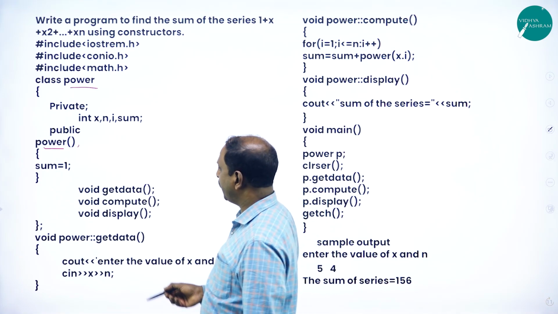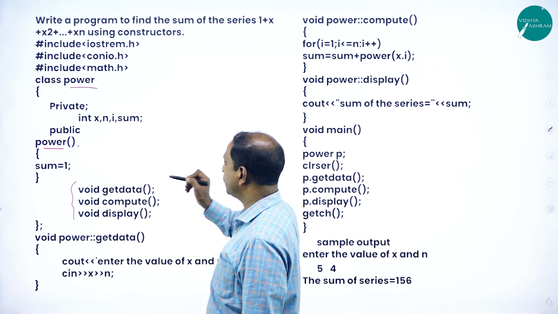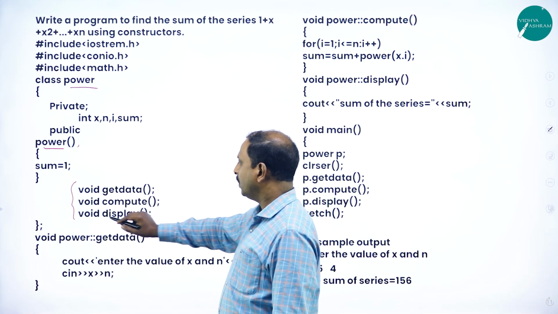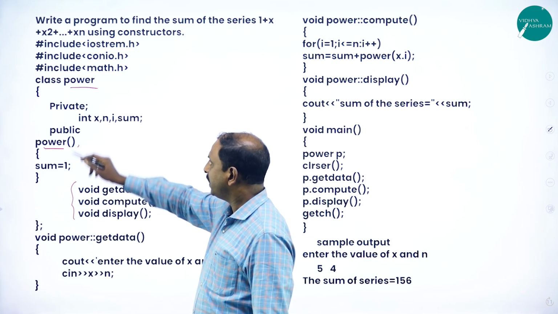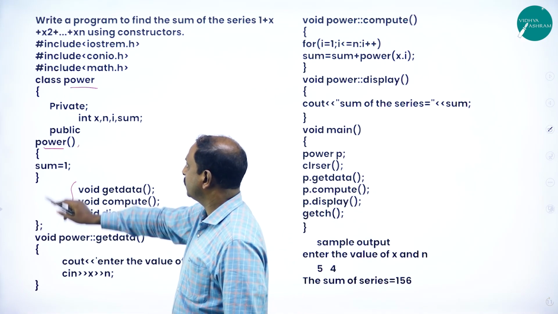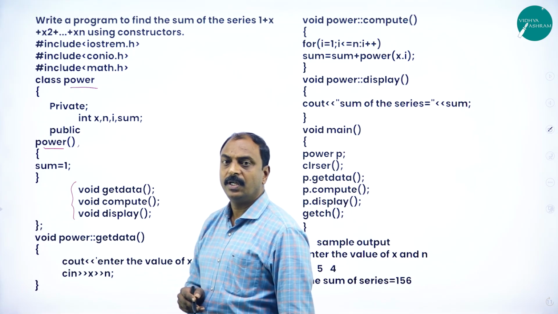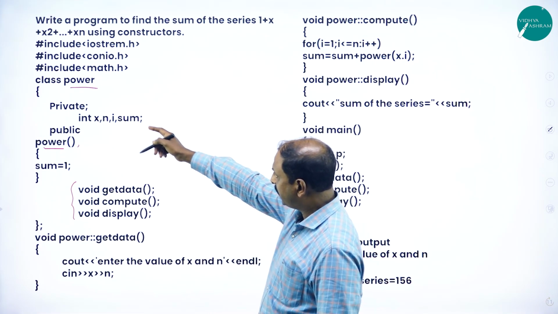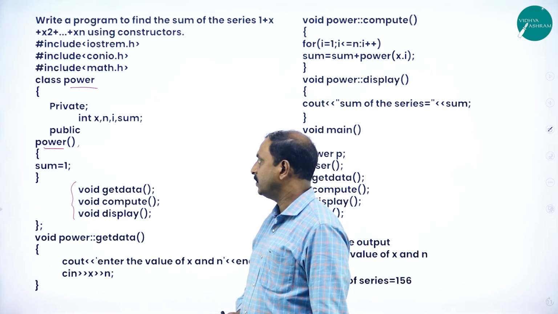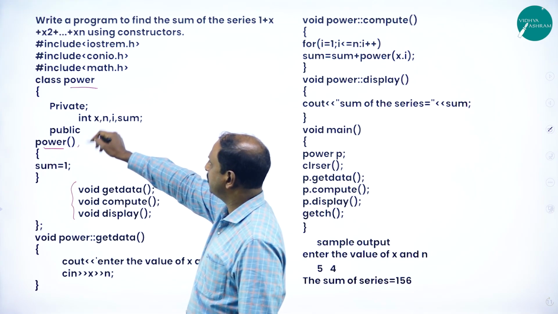Then we are declaring three more functions here. That is void getdata, void compute and void display. So we are declaring the functions inside a class. The class name here is power. So then we are closing the class here. The class is opened here and we are closing the class here with a semicolon. So the first step is defining a class with the members and member functions. And here we have defined power, which is a constructor inside the class.